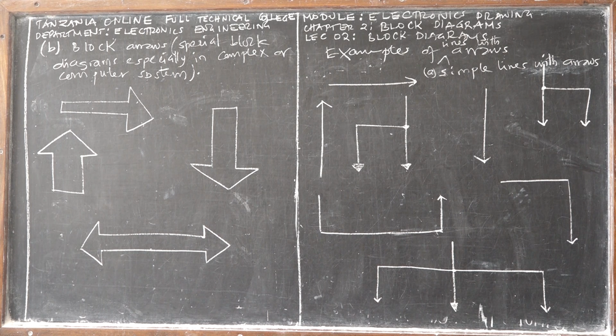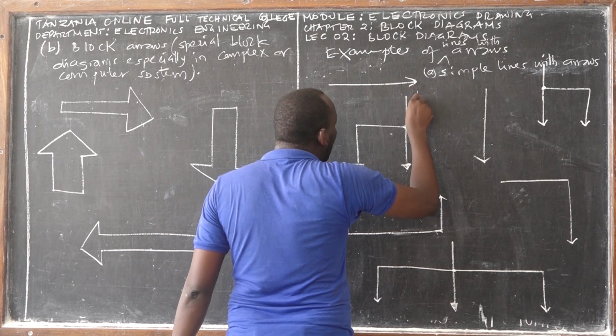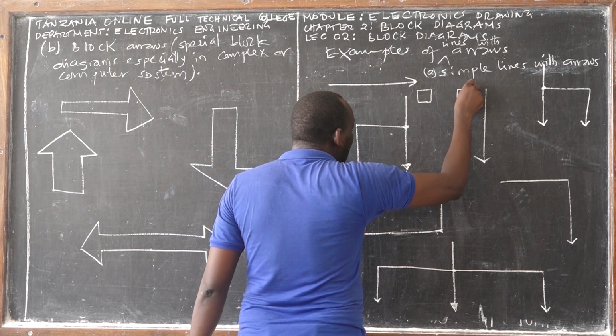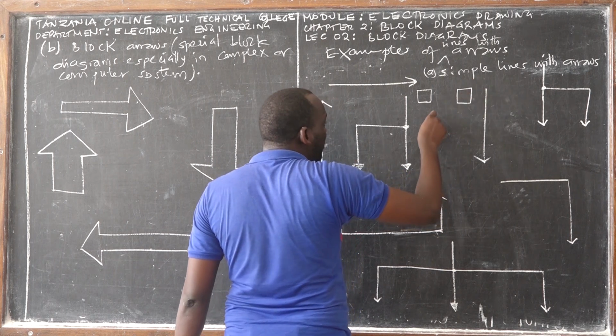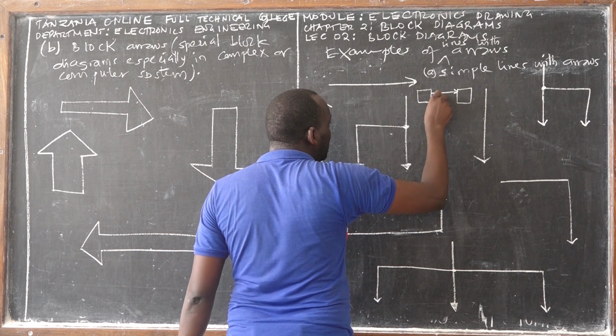I said, in the case of the simple line, if you have one block here, and then you have a second block here, if you have 2 ways of flow of information, we may draw 2 arrows. 1 and this one.